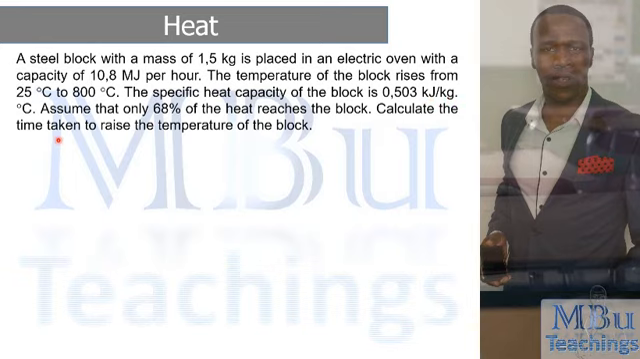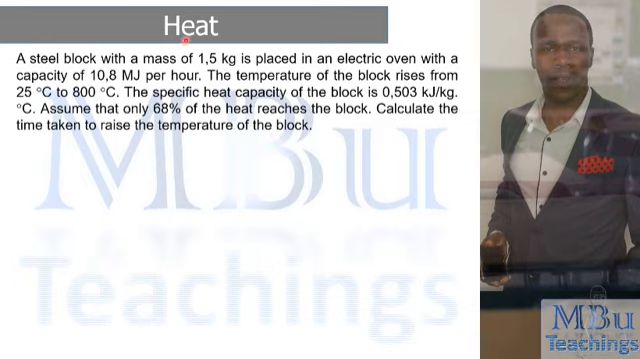Assume that only 68% of the heat reaches the block. Okay, you are told that there is an efficiency of 68%, and calculate the time taken to raise the temperature of the block. Alright, we have this specific heat capacity, so it is given in kilojoules per kg degree Celsius. So we need to find the time taken to raise the temperature of the block.